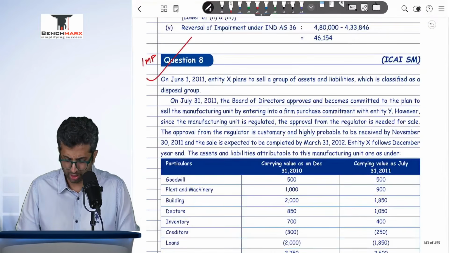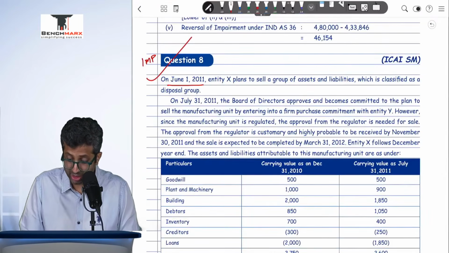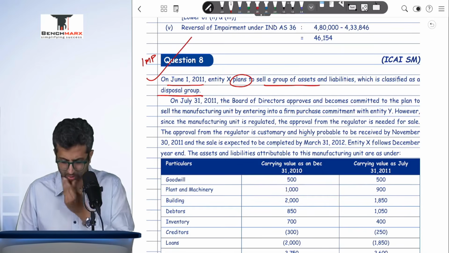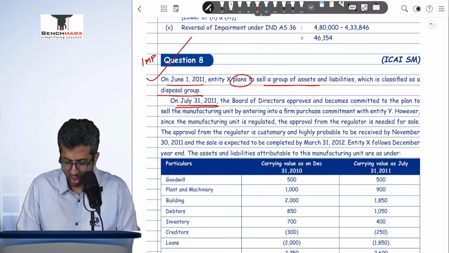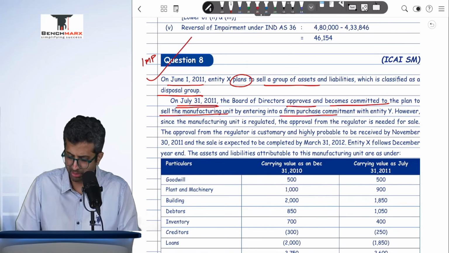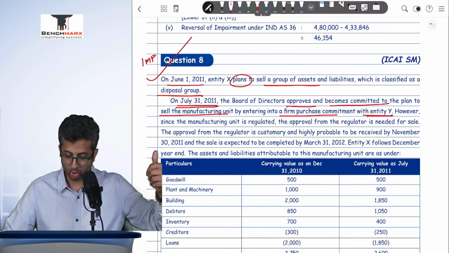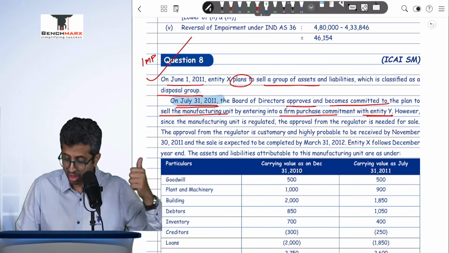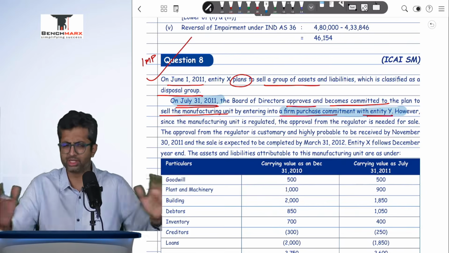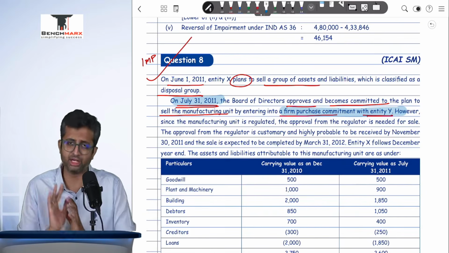So if you review this, on 1st of June, entity X merely plans to sell a group of assets, which is classified as a disposal group. So it's not a discontinued operation, it is a disposal group. On 31st July 11, the board of directors approves and becomes committed to the plan to sell the manufacturing unit by entering into a firm purchase commitment with entity Y. So over here on 31st July, the management is committed. A firm purchase commitment with Y is entered. So a buyer is identified. So the price in any case would be reasonable because the buyer is identified.